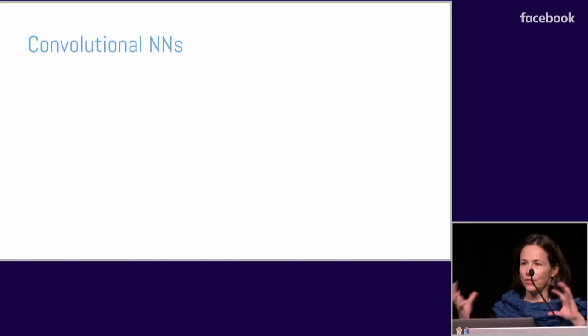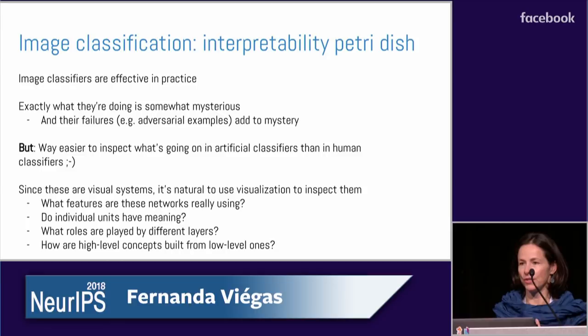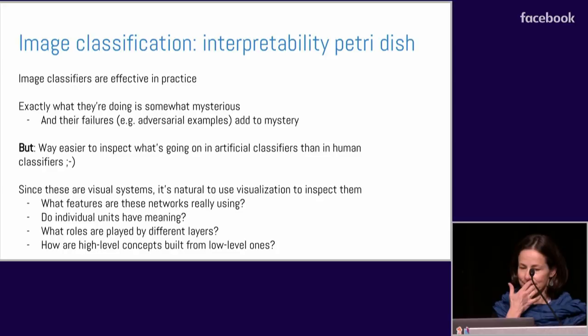So the first thing we're going to talk about, again, kind of briefly, is convolutional neural nets. And we're thinking about the interpretation of image classification systems here as a petri dish, right? As we all know, image classifiers are quite effective in practice, but exactly what they're doing and how they're doing it is kind of mysterious. And then they have failures that add to that mystery, right? For example, adversarial examples. But still, they're way easier to inspect than our image classifiers in our human brain. So that's good news, I guess.